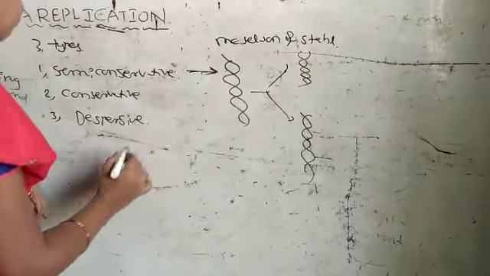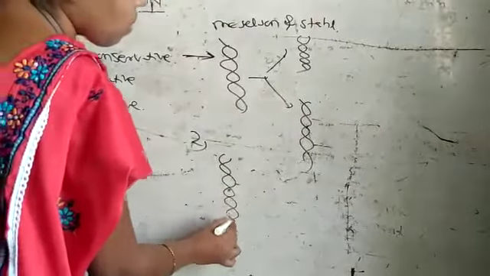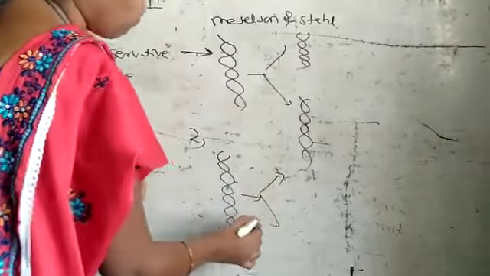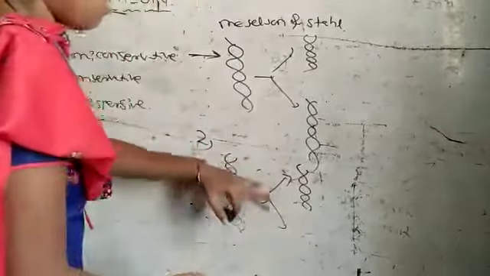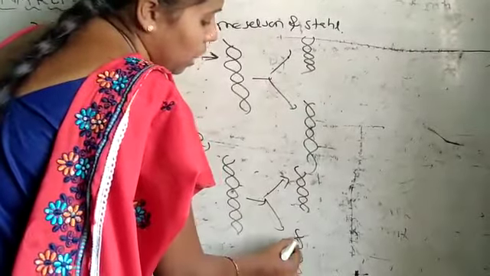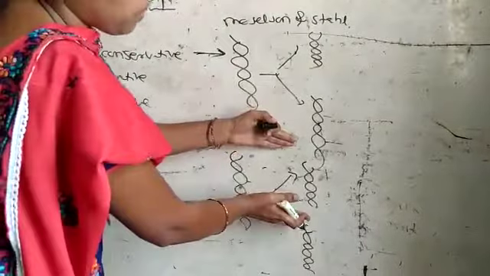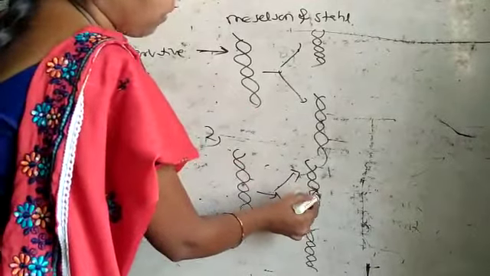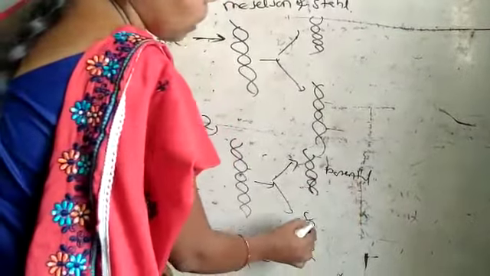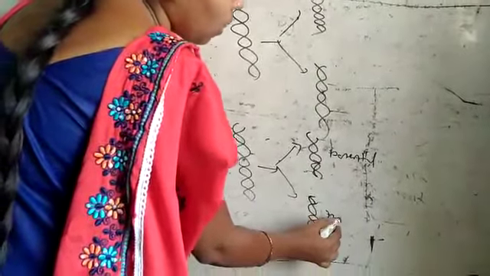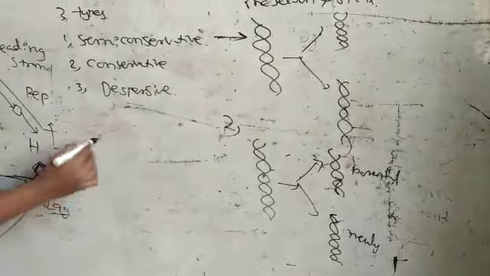Next, the conservative mechanism. In the conservative mechanism, one daughter DNA molecule contains two parental strands, and another daughter DNA molecule contains two newly synthesized strands.